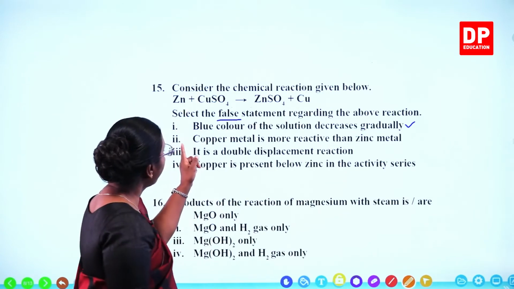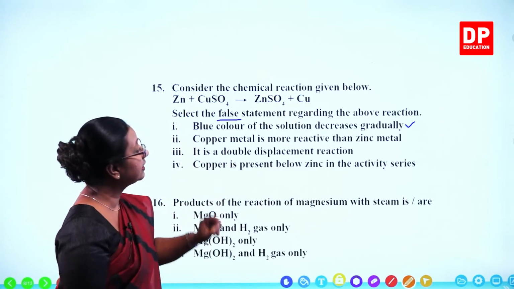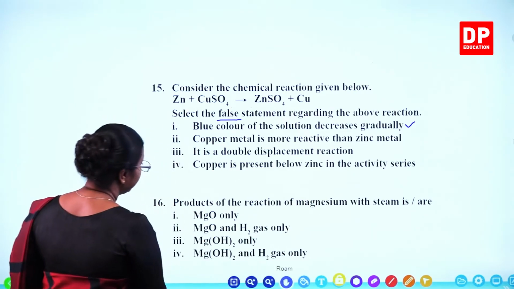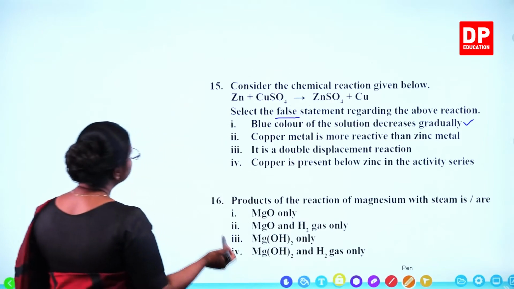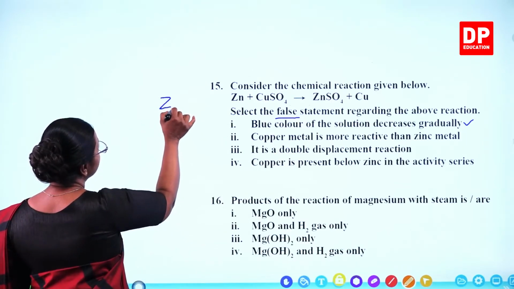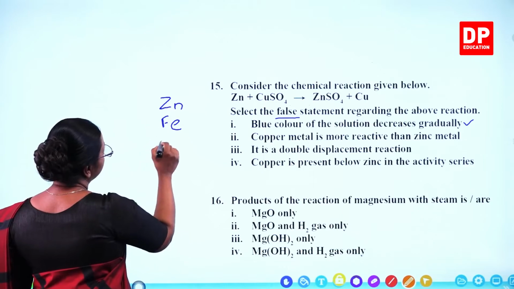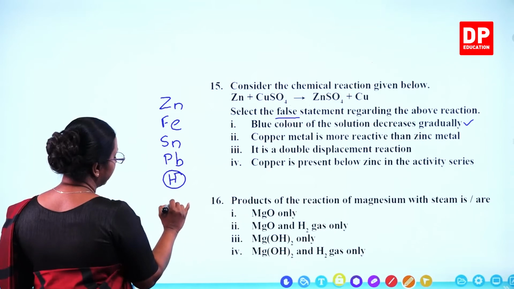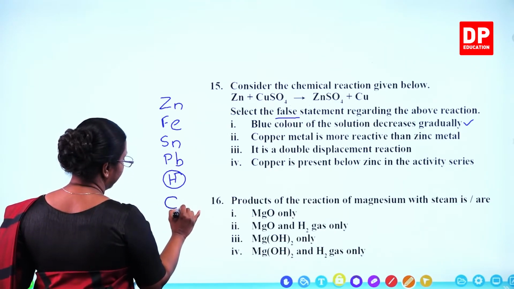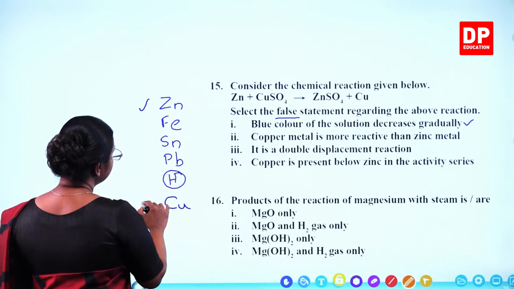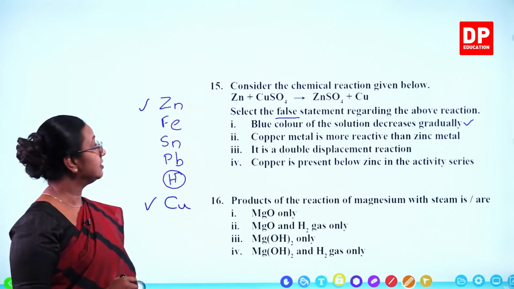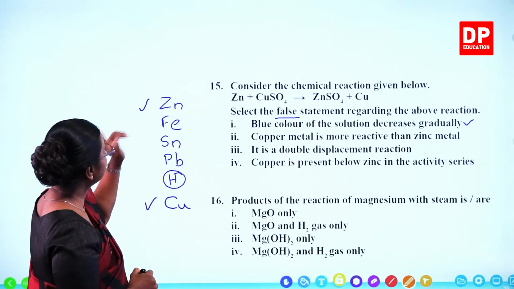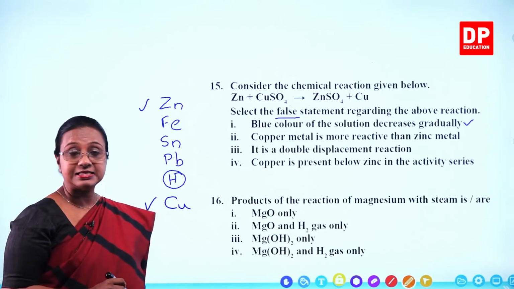Correct. Copper metal is more reactive than zinc metal. Now I told you all, you can remember the order, students. If you recall the activity series, you can remember we have zinc, then we have iron, after that we have tin, lead, hydrogen, and then we have copper. So zinc is here, copper is here. Part of the activity series: zinc, iron, tin, lead, hydrogen and copper. So zinc is more reactive, copper is less reactive.